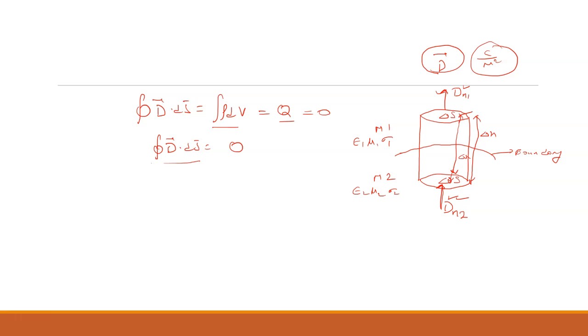Now we will take this surface. It is equal to the integral of Dn2, and suppose this direction is our y-axis, this direction is our j cap axis. So Dn2, what is the direction of electric flux density? It is j cap. Now dot product ds.